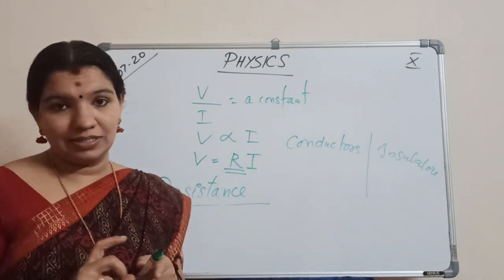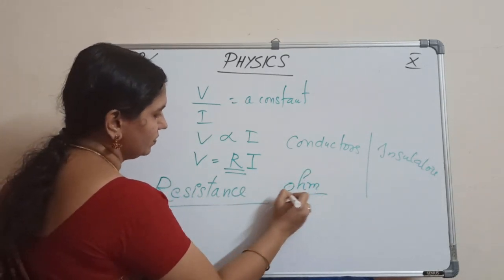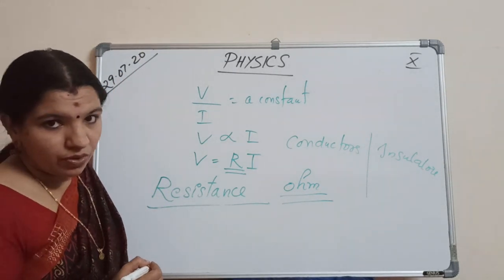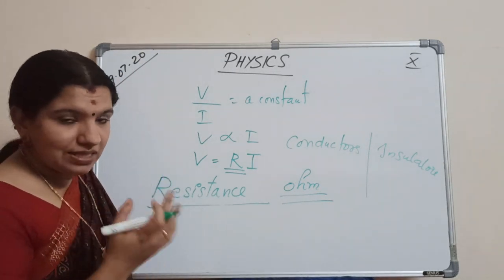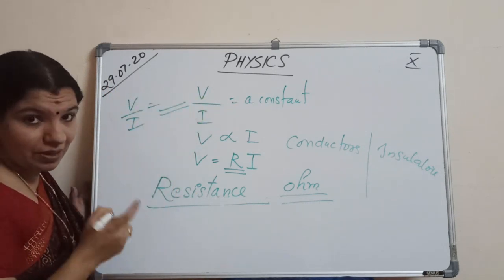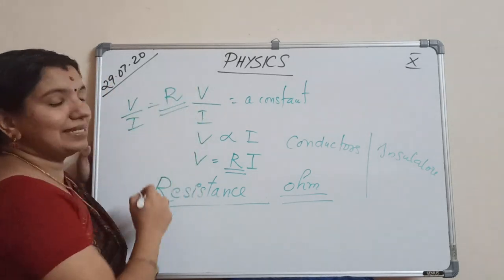The unit of resistance is ohm. What is that? Ohm. Unit of resistance is ohm. Okay. So in our activity we have seen that V by I, we got a constant value, right? V by I, we got a constant value, and that constant is called the resistance.